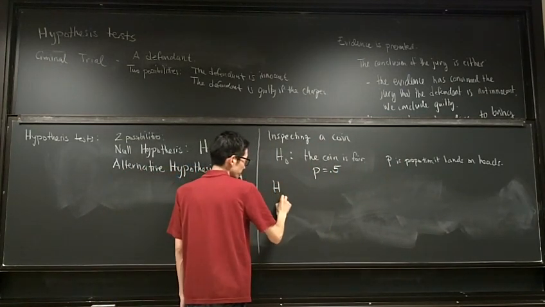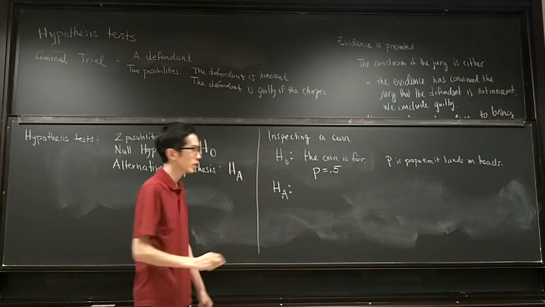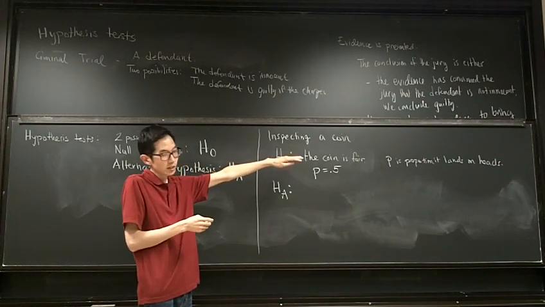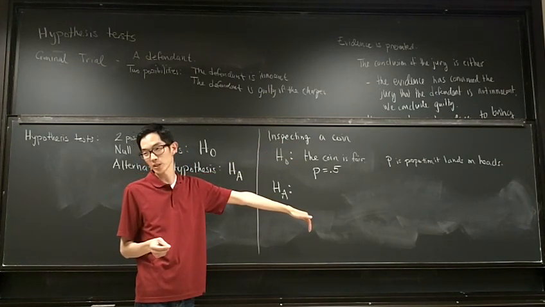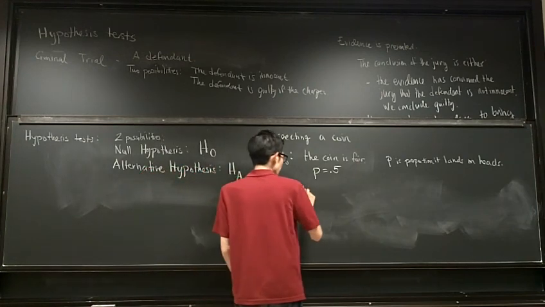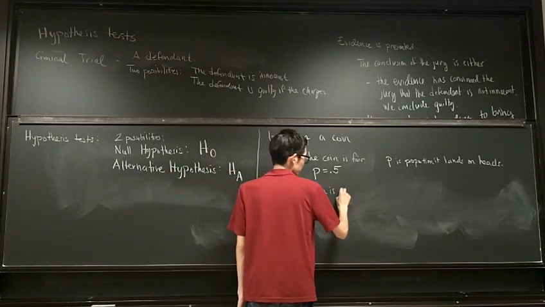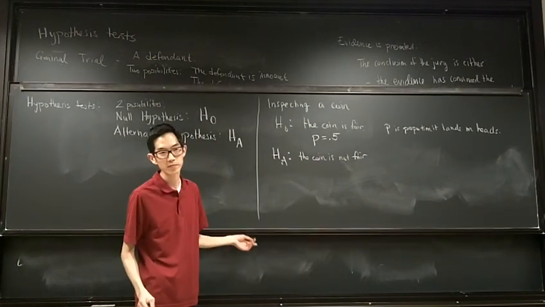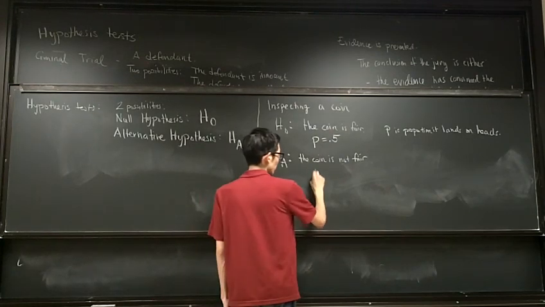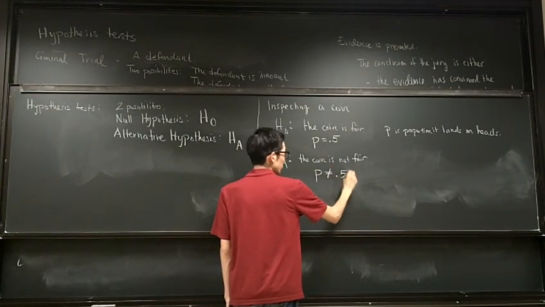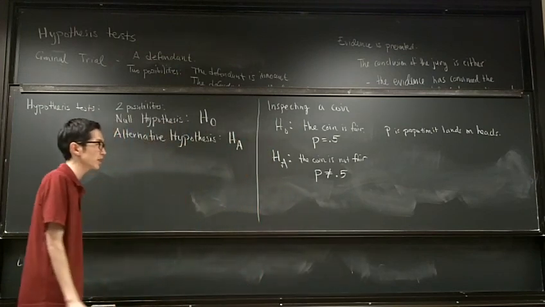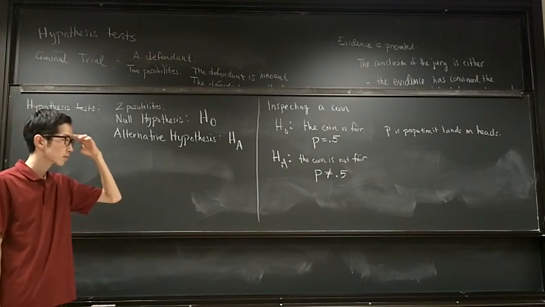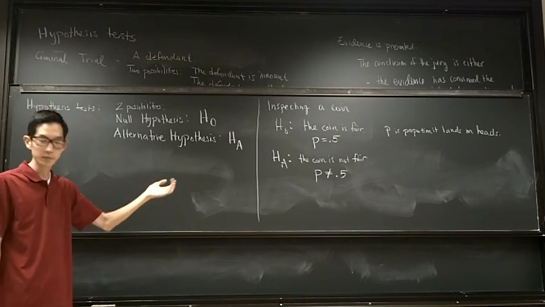And the alternative would then be what? If one possibility is the coin is fair, what's the other possibility? It's not fair, right? The coin is not fair. And how could I write that symbolically? P is not equal to 0.5, that the probability that it lands on heads is not 0.5. Does that make sense to everybody?